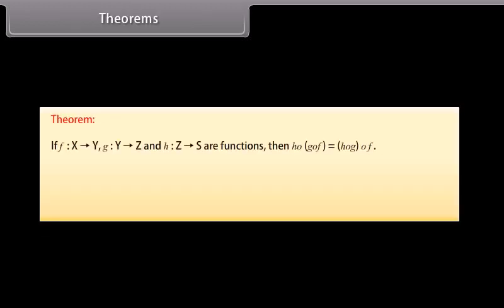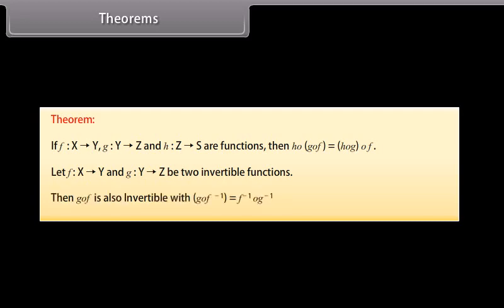Theorems. If function f from X to Y, function g from Y to Z, and function h from Z to S are functions, then h of g of f is equal to h of g of f. Let function f from X to Y and function g from Y to Z be two invertible functions. Then g of f is also invertible with inverse of g of f is equal to f inverse of g inverse.